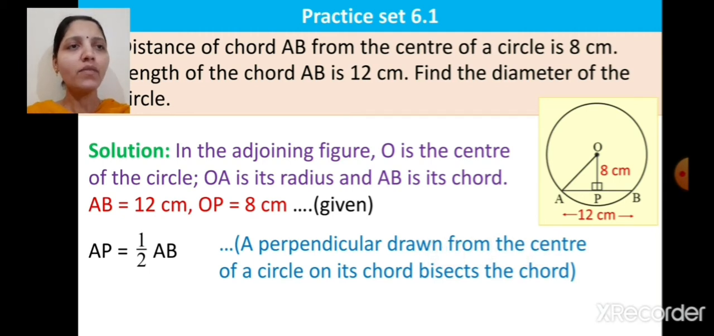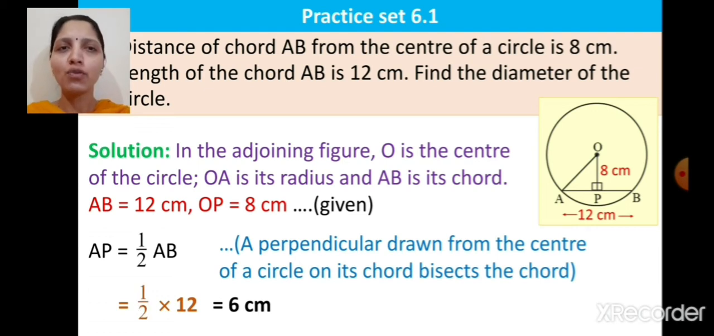Now let's substitute the value of AB here. Half into 12 is equal to 6 centimeters. That means length of AP is 6 centimeters. Now if you observe this figure you will find the length of AP is 6 centimeter and length of OP is 8 centimeter. So if you join segment OA, which is the radius of the circle, then with the help of Pythagoras theorem you can find the length of OA.